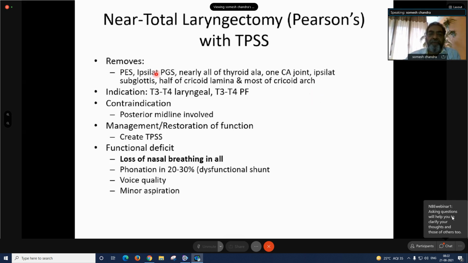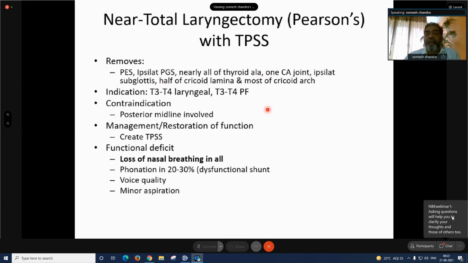It removes the pre-epiglottic space, ipsilateral paraglottic space, nearly all of the thyroid cartilage, one cricoarytenoid joint, ipsilateral subglottis, half of the cricoid lamina, and most of the cricoid arch. This is the only laryngectomy in which you preserve the larynx and in which you cut below the cricoid. In all other procedures, you have to cut above the cricoid. So here you can remove half of the cricoid lamina and most of the cricoid arch. So that's the beauty of this.